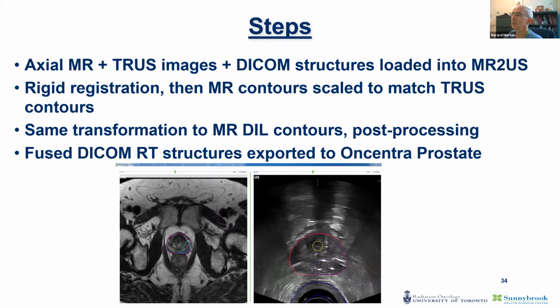How this works is the MRI and the TRUS images, as well as the DICOM contoured structures, are loaded into our software package. We mentioned that there's an initial rigid registration and then a transformation. Once this happens, the fused DICOM RT structures are exported back to Oncentra Prostate. And this is a screenshot of what we see when we're actually doing the process.